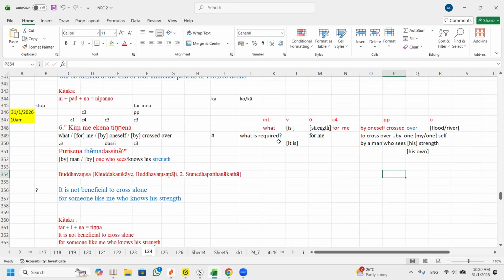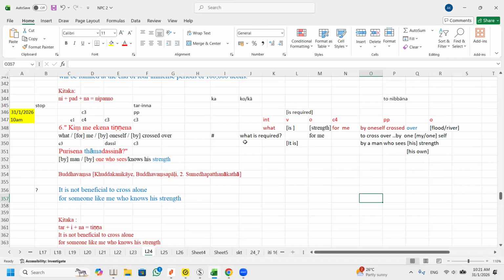That means what is required in this line. Here the one is not mentioned. What is required for me to cross over? The word crossover means to get to Nibbana, to cross over to the other shore. This is basically some kind of proverb and a poem, so there is a hidden meaning in this. The translation is like that.